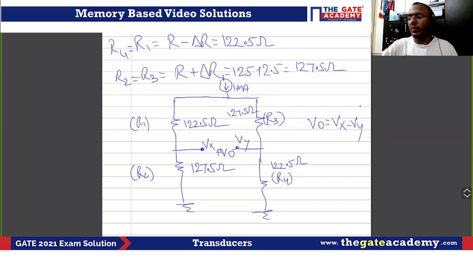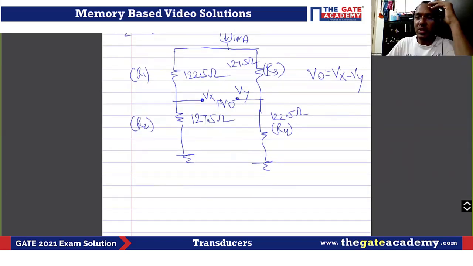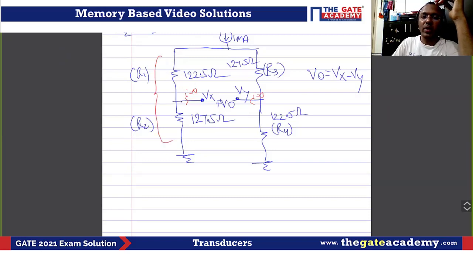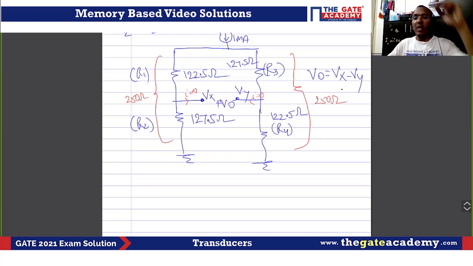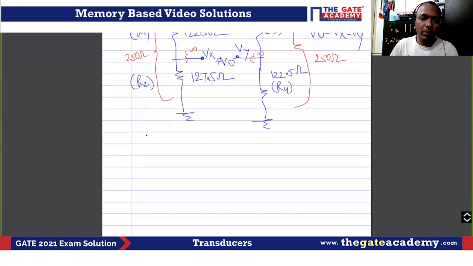So V0 is equal to Vx minus Vy. Now, the interesting point here is there is no current division happening here. I is 0 here. That means these two are in series. So what is the effective resistance of this? 122.5 plus 127.5, which is 250 ohms. Here also, 127.5 plus 122.5, effective resistance is 250 ohms. That means this 1 milliampere current source is seeing two parallel paths of 250 ohms. So the current division is going to be equal, 0.5 milliampere on this side and 0.5 milliampere on this side. This is a very, very important point.